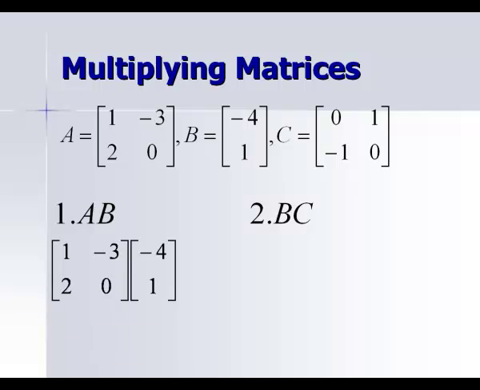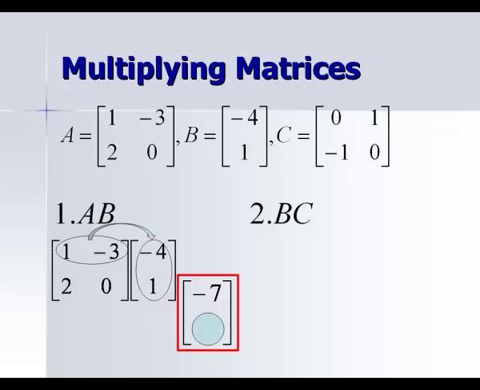Number 1, the product of A and B means A times B. We're going to start with the first row and first column. 1 times -4 is -4. -3 times 1 is -3. Add up -4 and -3 to get -7. Now we move on to the next row. 2 times -4 is -8. 0 times 1 is 0. Add up negative 8 and 0 to get negative 8 for an answer. So negative 7, negative 8 is our matrix product.